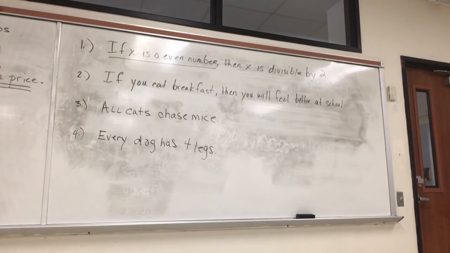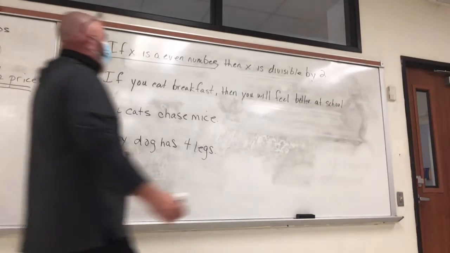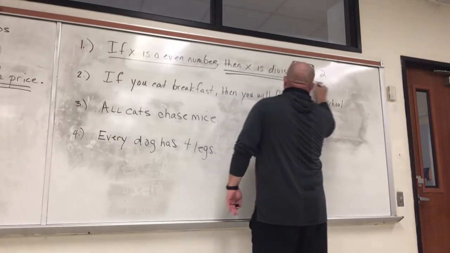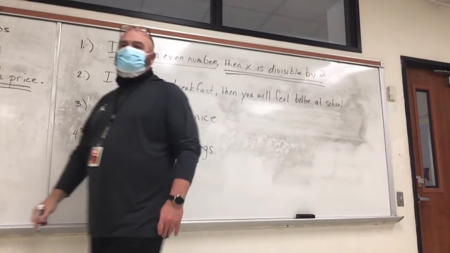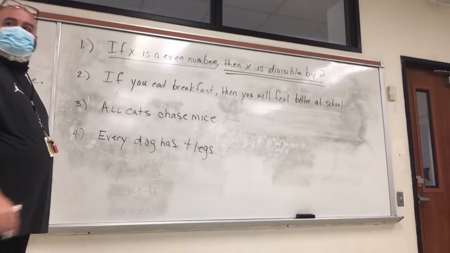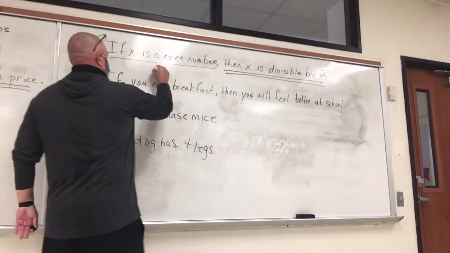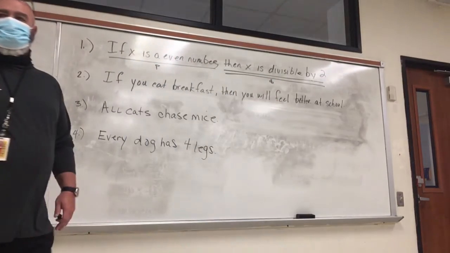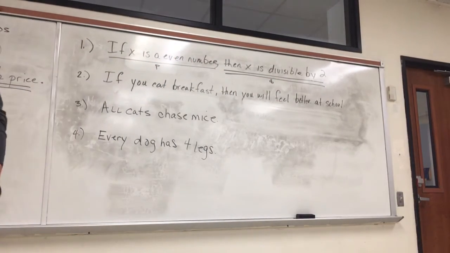Okay? The conclusion in this sentence is what? Then x is divisible by 2. That would be the conclusion. Okay? So this is P and this is Q. How hard is that? See, this is real simple, isn't it?